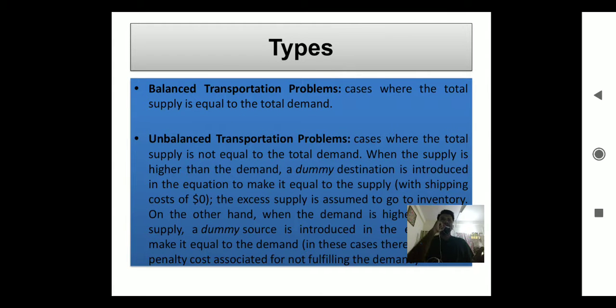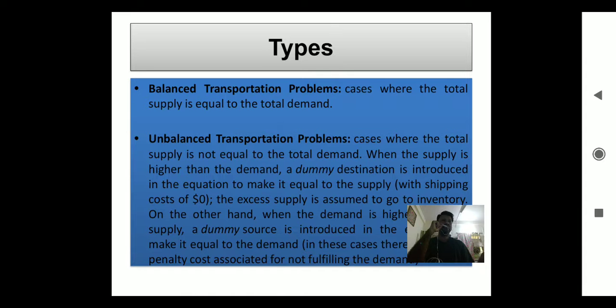There are two types of transportation problem, that is, balanced transportation problem and unbalanced transportation problem. Balanced is the case where the total supply is equal to the total demand, and unbalanced transportation problem is the case where the total supply is not equal to the total demand. Where the supply is higher than the demand, a dummy destination is introduced, means we have to add one column in the equation to make demand equal to the supply.